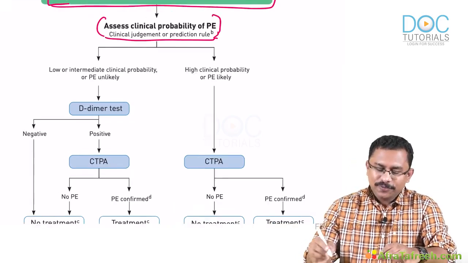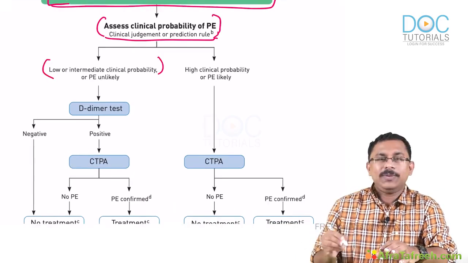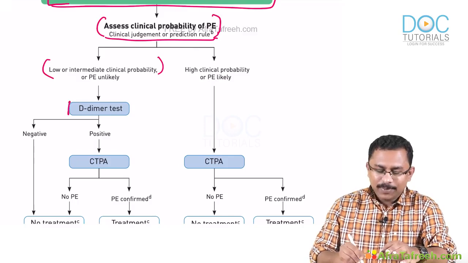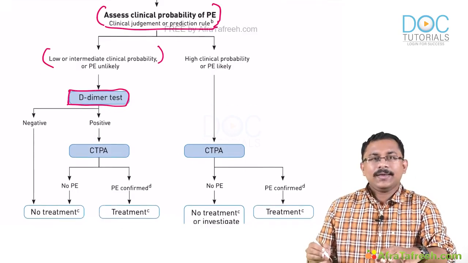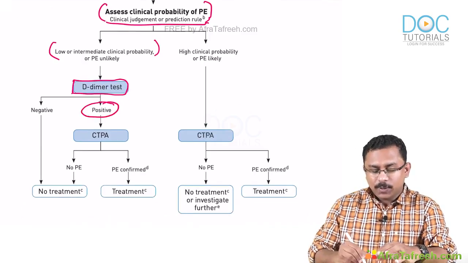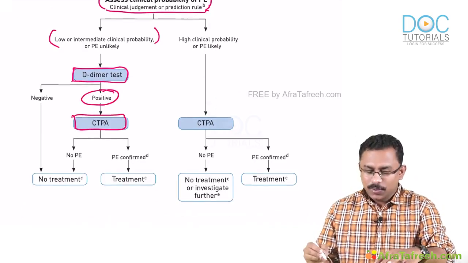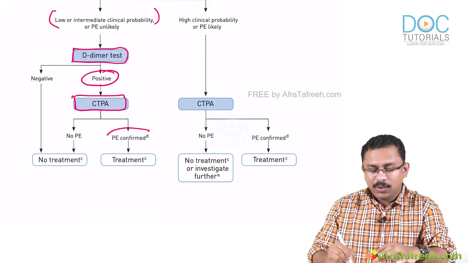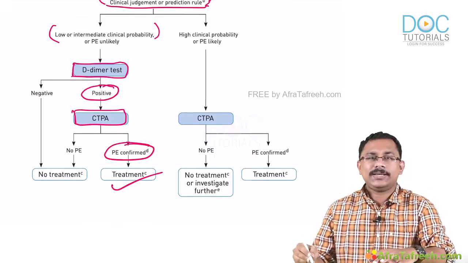Okay, now if there is a low risk probability, then you go for D-dimer. And if the D-dimer comes out as positive, you go for CTPA. Okay, and if the CTPA is able to demonstrate pulmonary embolism, you treat the patient.